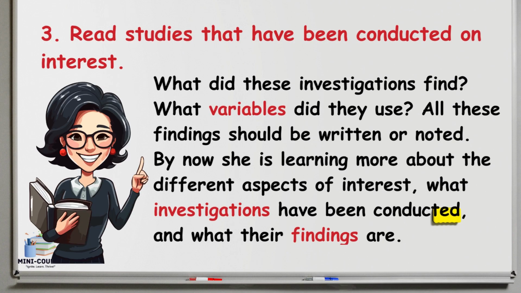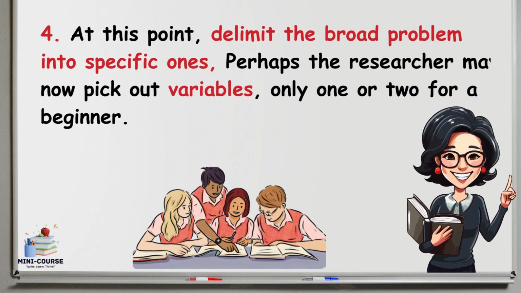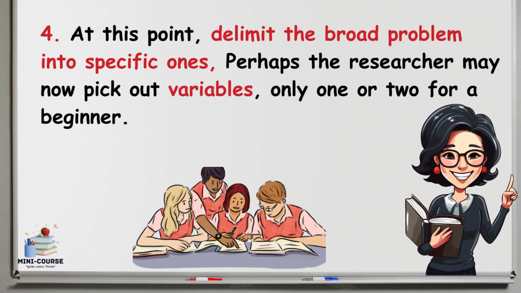3. Read studies that have been conducted on interest. What did these investigations find? What variables did they use? All these findings should be written or noted. By now she is learning more about the different aspects of interest, what investigations have been conducted, and what their findings are. 4. At this point, delimit the broad problem into specific ones.